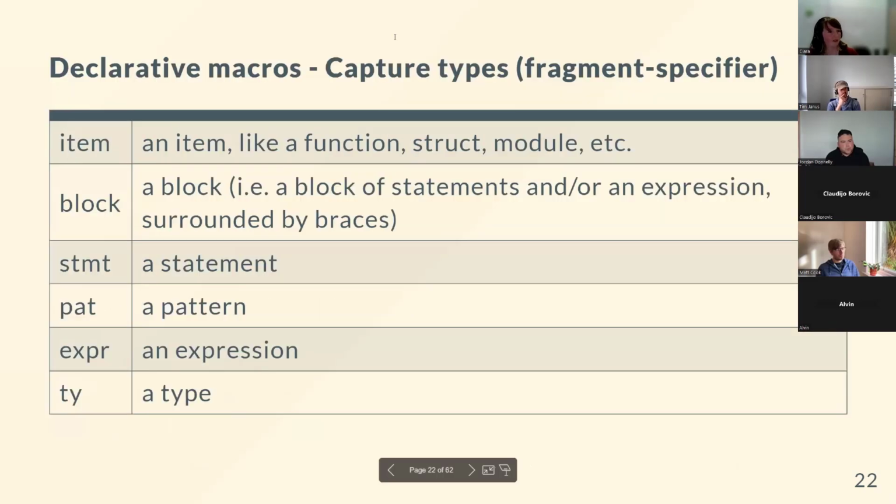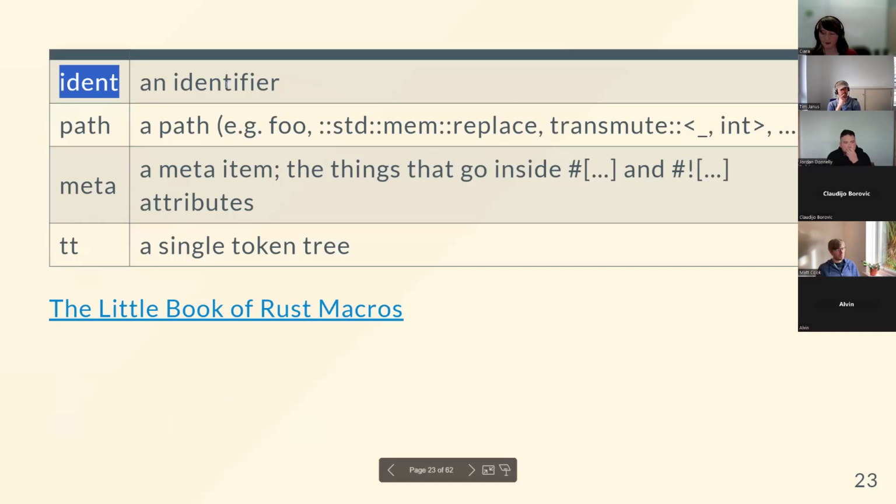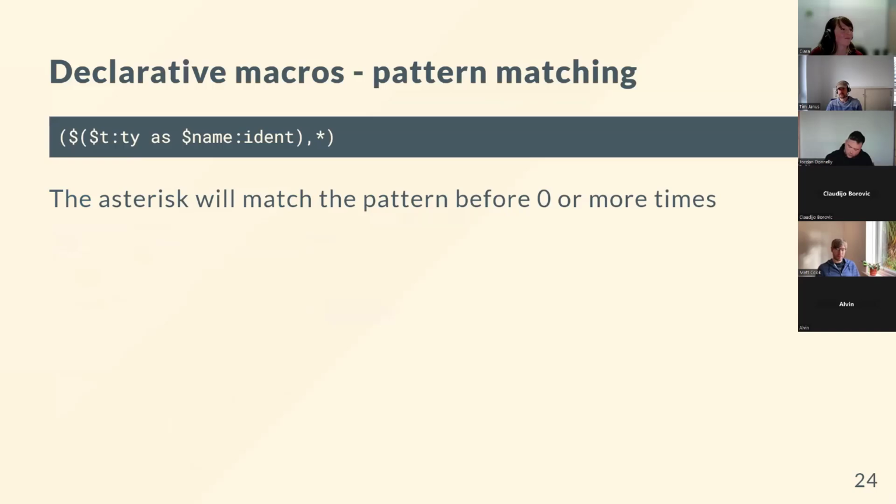So we only went through some of those fragment specifiers. There's also identifier, which we saw in the example earlier. You can also have paths, meta, which is the things that go inside of these attributes, and a token tree, which is the broadest, I think, just some kind of tree of tokens. I would really recommend, if you're interested in declarative macros especially, the Little Book of Rust Macros is great. It goes into a lot of detail and talks you through how these work under the hood. You'll see that referenced on quite a few slides, where a lot of this is lifted from the Little Book of Macros.